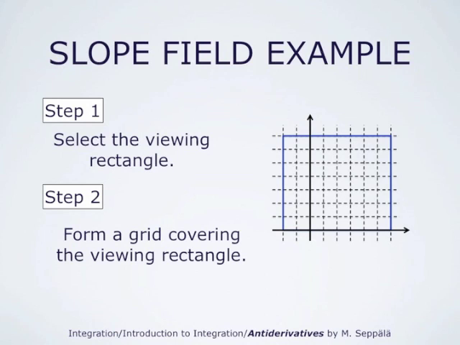Then we form a grid covering that viewing rectangle, and on these grid points we perform computations. On the grid points we are going to place arrows, and the slopes of these arrows are determined by the values of this function that we are computing with, that is in this case the function y equals x squared minus 1.